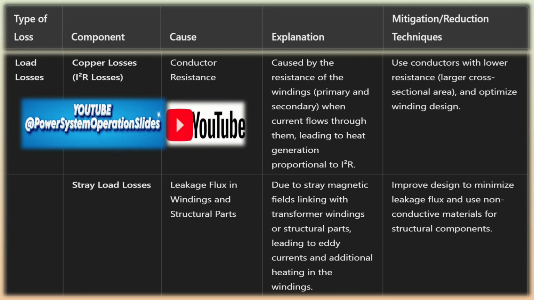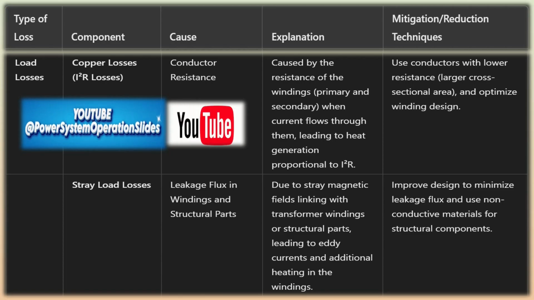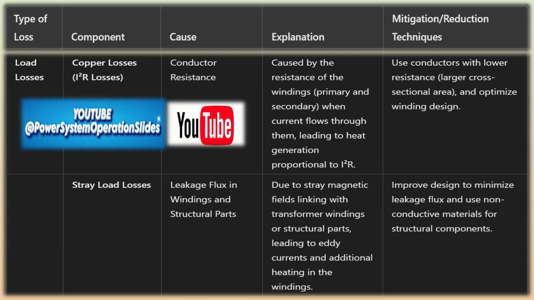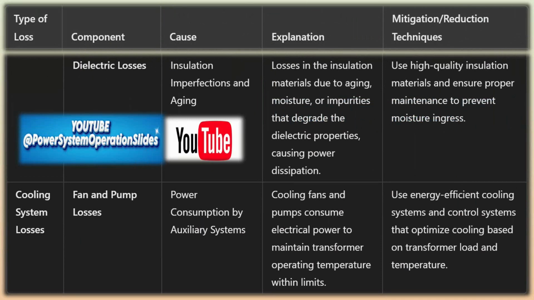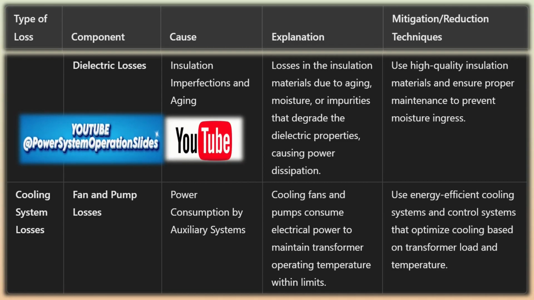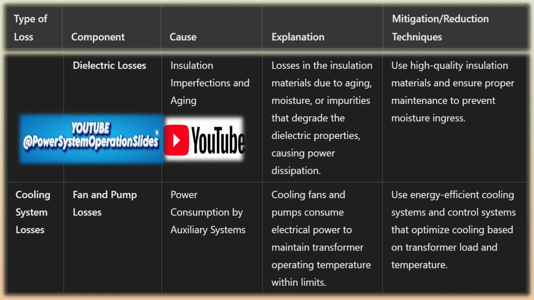Eddy current losses. Induced currents. Eddy currents are generated in the transformer core due to the changing magnetic field. These currents circulate within the core and cause heat, leading to energy loss. Proportional to the square of the frequency and the thickness of the core laminations. Reduced by using laminated cores with thin sheets to minimize eddy currents.